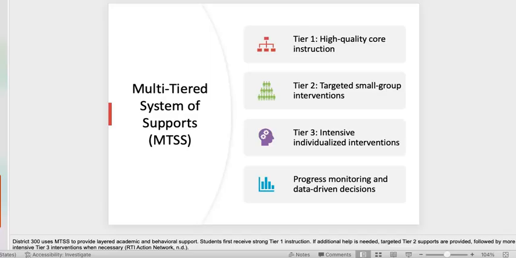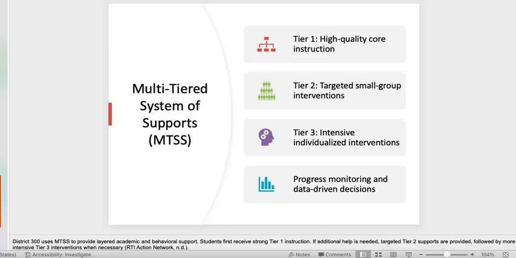District 300 uses the multi-tiered systems of supports, often called MTSS, to provide early academic and behavioral supports to students. MTSS is organized into 3 levels or tiers. Tier 1 represents high-quality core classroom instruction provided to all students. Teachers monitor students' progress and use differentiation to support diverse learners.